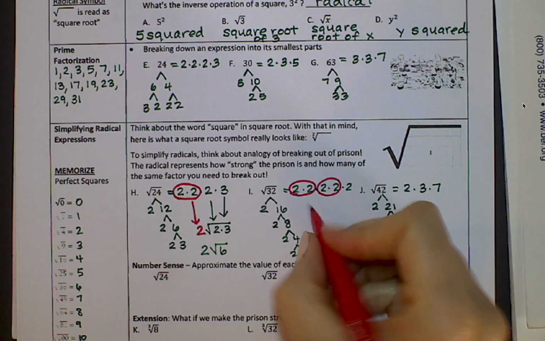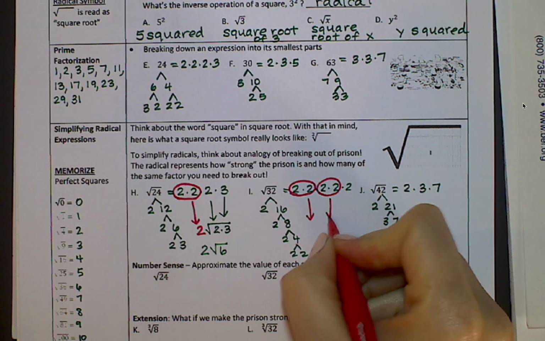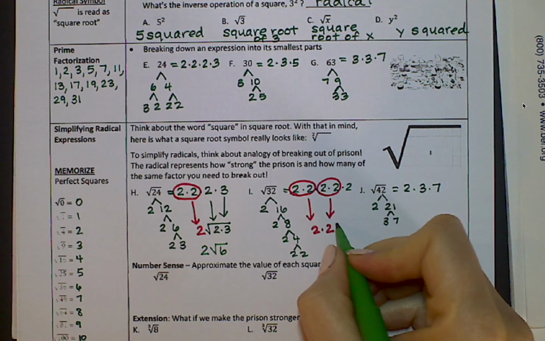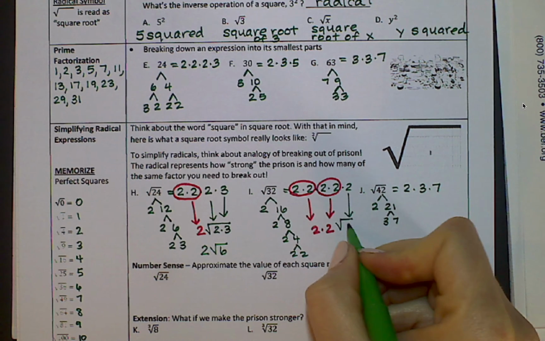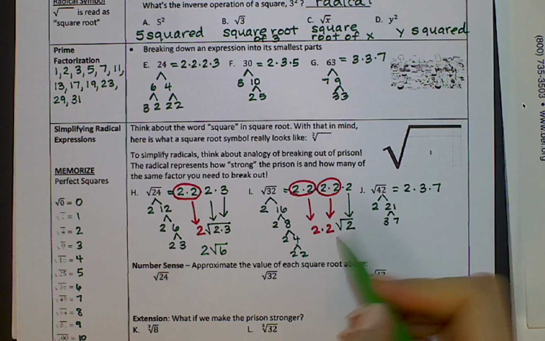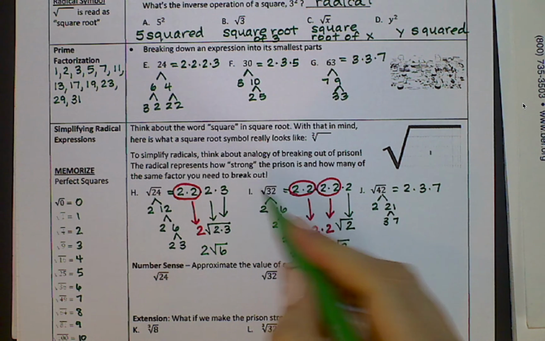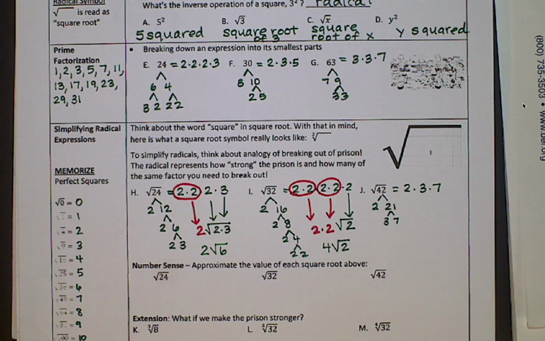So on this one, we'd have 2 2's on the outside, so 2 times 2, and then we'd have 1 2 on the inside of the radical because it's not paired up. So 2 times 2 is 4, so the simplification of radical 32 is 4 radical 2, okay?